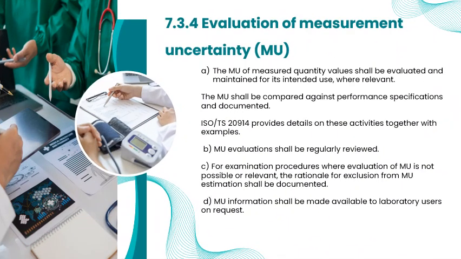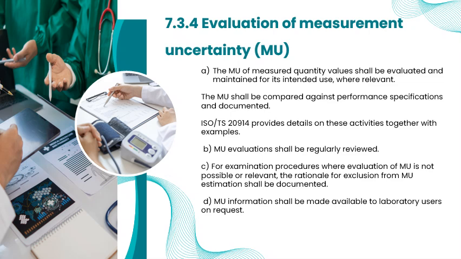The laboratory must evaluate and maintain measurement uncertainty for all measured values where it is relevant to the test's intended use. This uncertainty must be reviewed against the required performance specifications and properly documented. ISO/TS 20914 provides detailed guidance and examples to support these activities. Measurement uncertainty assessments must be reviewed regularly to ensure they remain accurate and up to date.